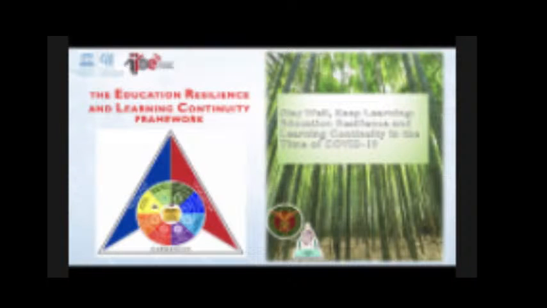One of the features in response to COVID-19 is that the College of Education produced this paper. It's called Stay Well, Keep Learning. It's about education resilience and the learning continuity in the time of COVID-19.